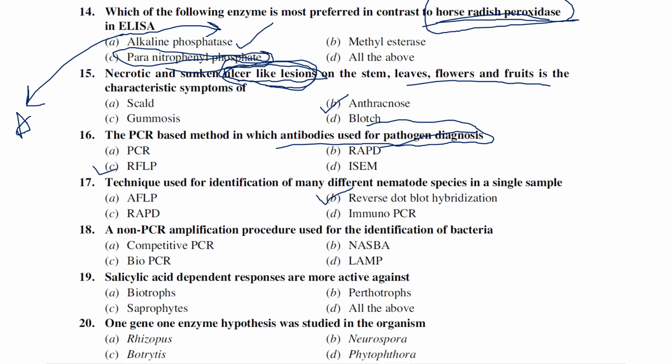A non-PCR amplification procedure used for the identification of bacteria. So it is a non-PCR-based amplification procedure that is actually used for the identification of bacteria. Options: competitive PCR, NASBA, bio-PCR and LAMP. Generally this NASBA technique is used.